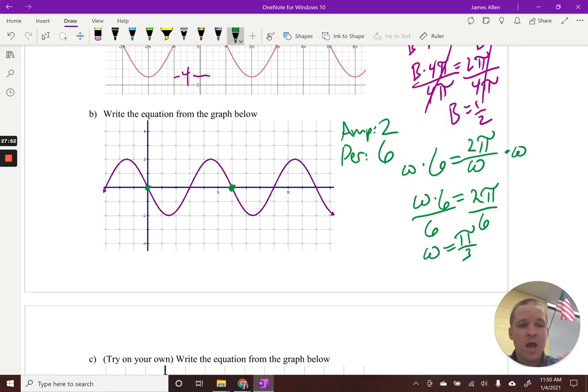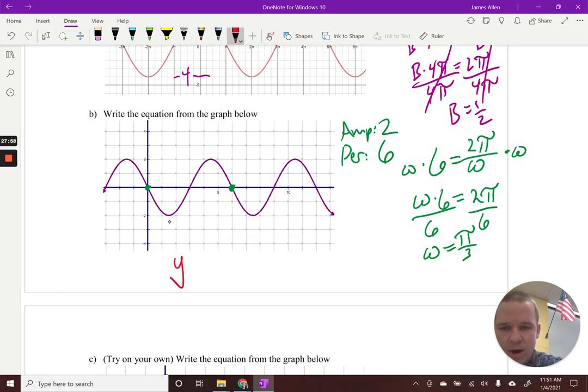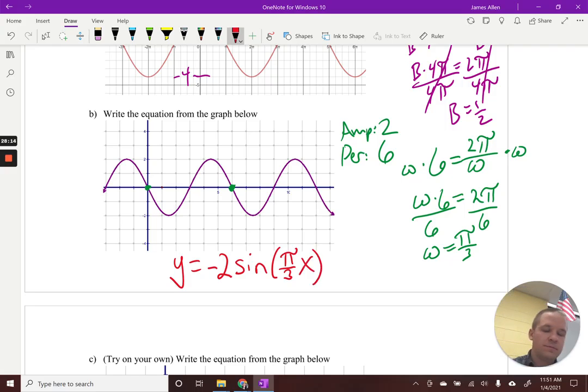So there's my period multiplier. I'm ready to write this one. Again, I'm going to switch colors. I'm going to go with red. So I've got y equals -2, and we said it was a sine function because it's starting on that midline, in this case at 0, 0. And then we have pi over 3, and I'll go with x this time. Cool. All right. I like it. Fantastic stuff right there. Let's keep going.